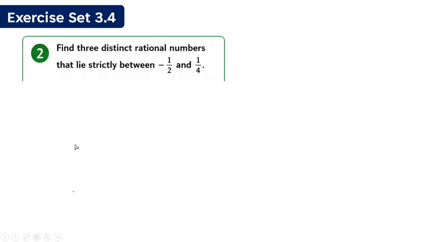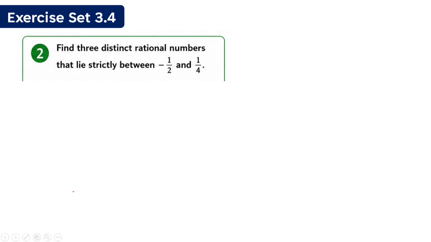The question says find out three distinct rational numbers that lie strictly between -1/2 and 1/4. So we have two fractions over here, of which one fraction is negative and the other is positive. My main perspective is to see that these fractions have a common denominator. To have a common denominator, I just need to multiply these fractions by some number. But I would rather prefer having a larger denominator so that I get a lot of rational numbers between them. So I choose to get the denominator as 8 in both of these fractions.